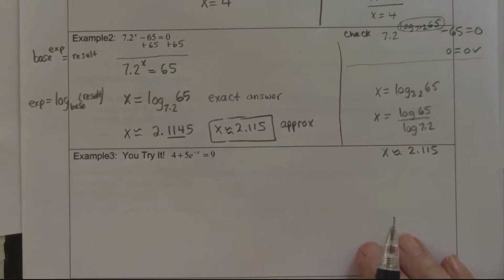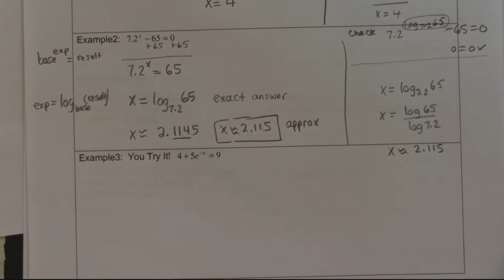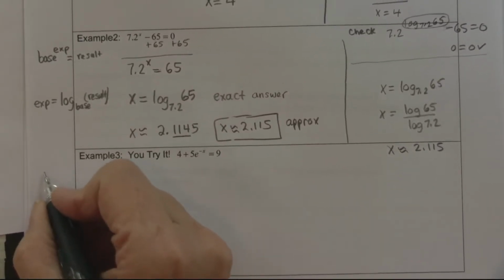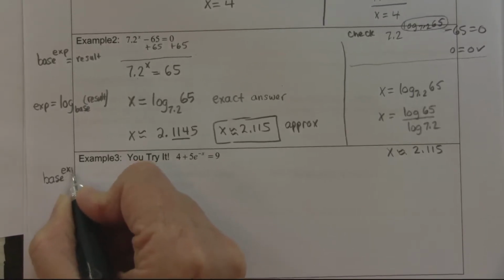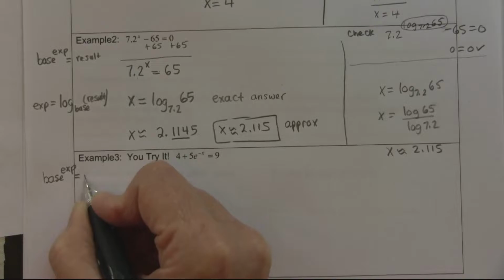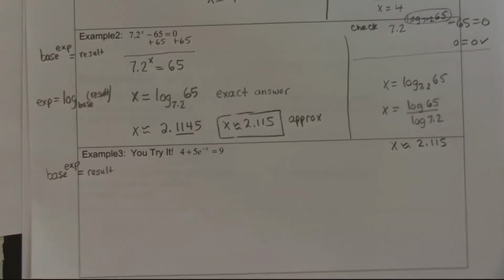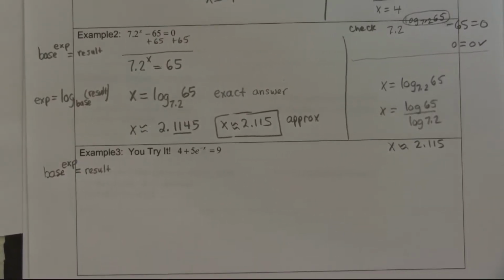So this is a you try it. Pause the video if you want to try it. Otherwise, I'm going to do it with you. You notice that this is not of the form. This is what we're trying to get it in the form to look like: a base with one exponent and equals a result or a number on the other side. And so you can look at the pieces that are like what we are expecting.